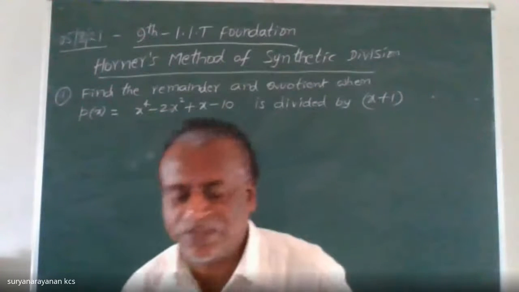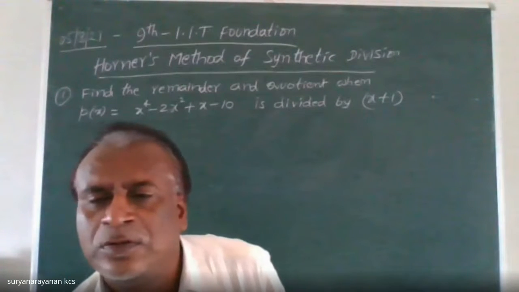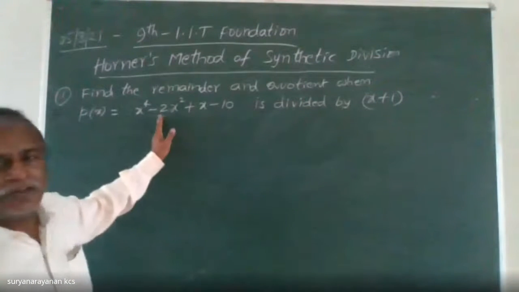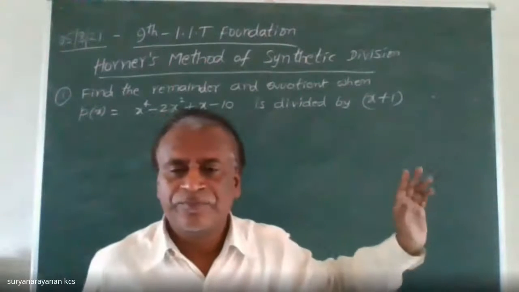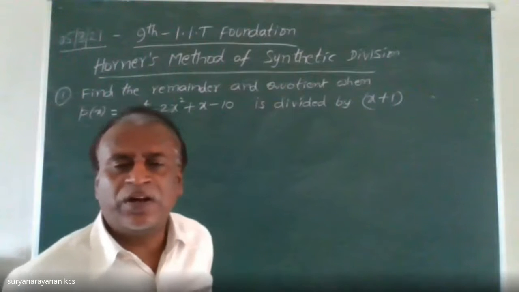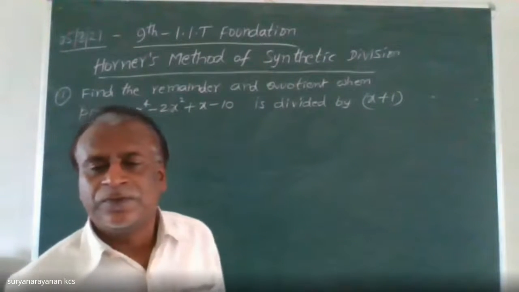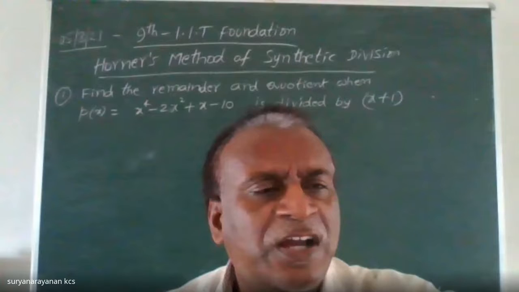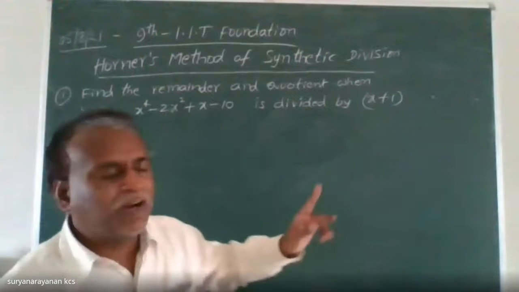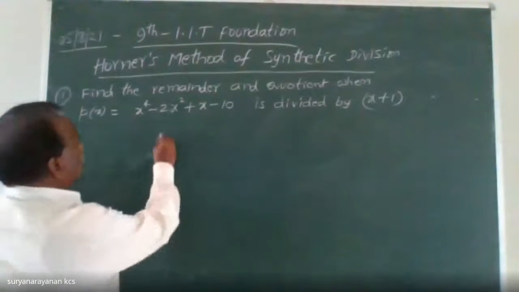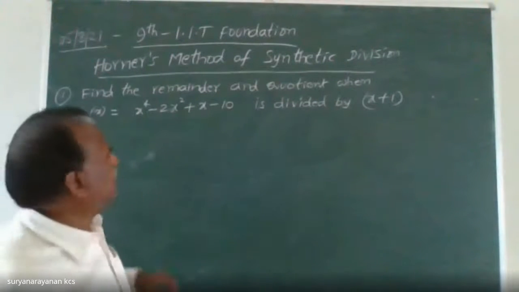Now see this example, my dear children. First, we have to arrange the coefficients of descending powers of x. What is the highest power of x here? Tell me. So 4. Here, the highest power of x is 4. What is the coefficient of x power 4? Tell me, Bibina. So 1.